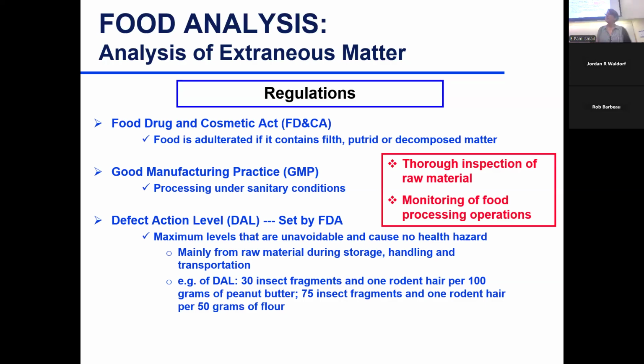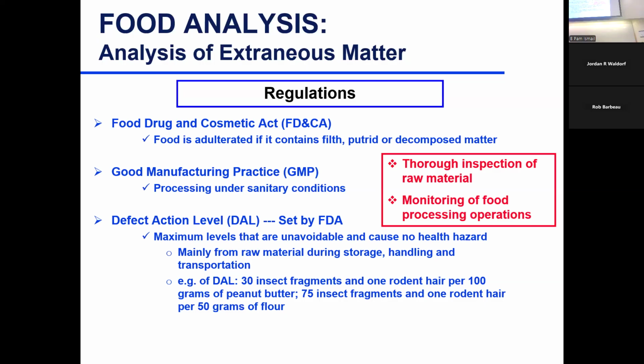Now look at the flour. It gets even more interesting. 75 insect fragments and 1 rodent hair per 50 grams of flour. So if you have 1 rodent hair in 100 grams of flour, that's okay. Yeah, they're unavoidable. They're pests. You cannot avoid them. So what do you do? What we don't eat, we have to eat.